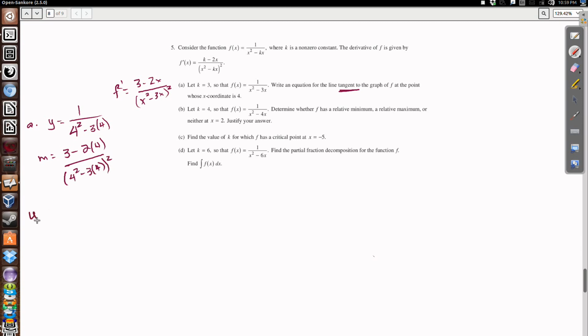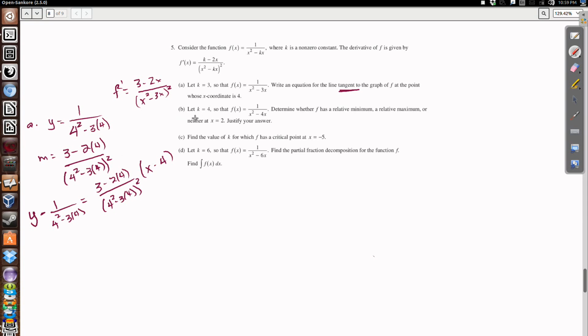So my tangent line is going to be y minus my y coordinate equals my slope times the quantity x minus my x coordinate. And I'm going to leave my slope-intercept form to look just like that because I'm not going to get any extra points for simplifying stuff. So that looks beautiful to me.